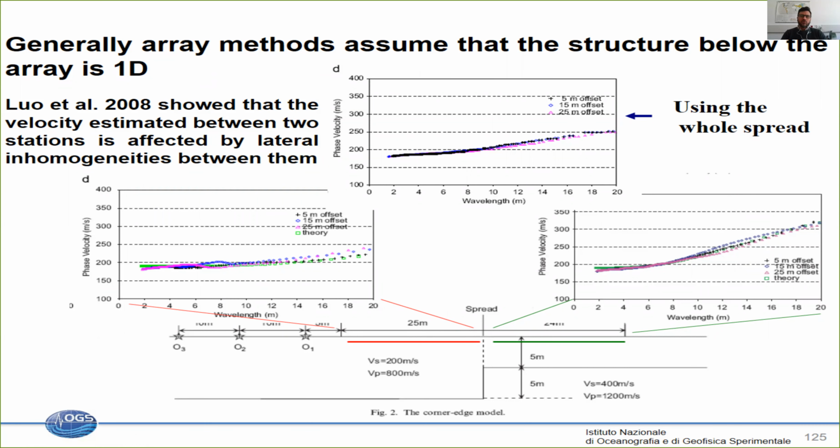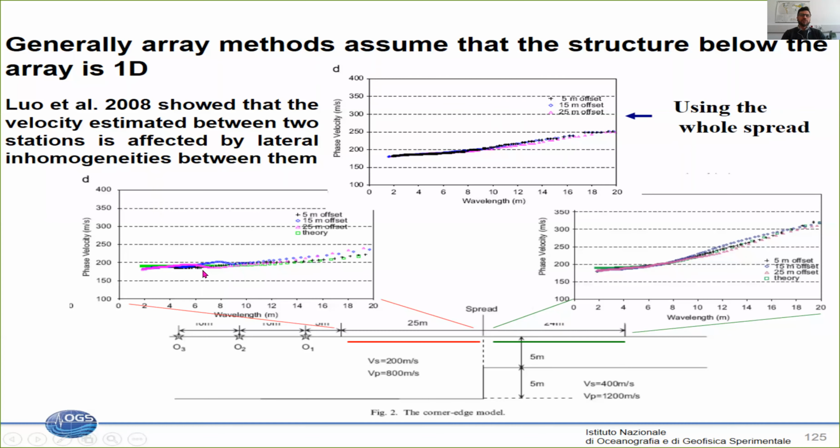At that time, luckily, there was an interesting study by Liu et al. in 2008, who showed the velocity estimated between two stations, so they made some profiles. You see there is, between the red line and the green line, a clear jump, a clear step in the bedrock, 5 meters, so with a clear lateral change of velocity. And the first question was, okay, can we, with arrays, see the effect of this lateral change?